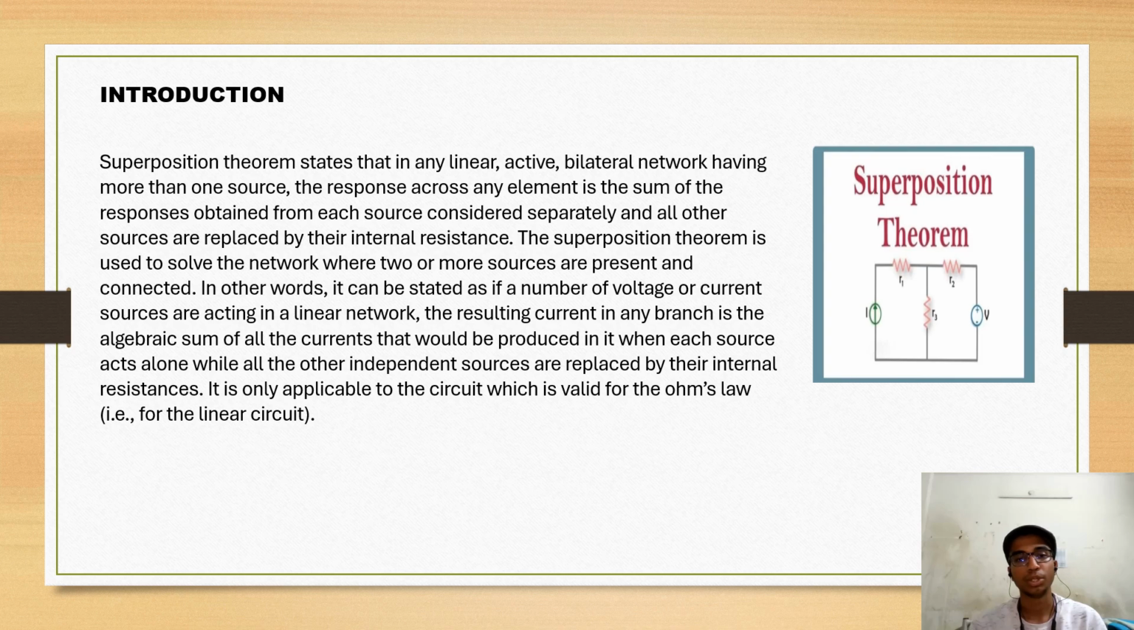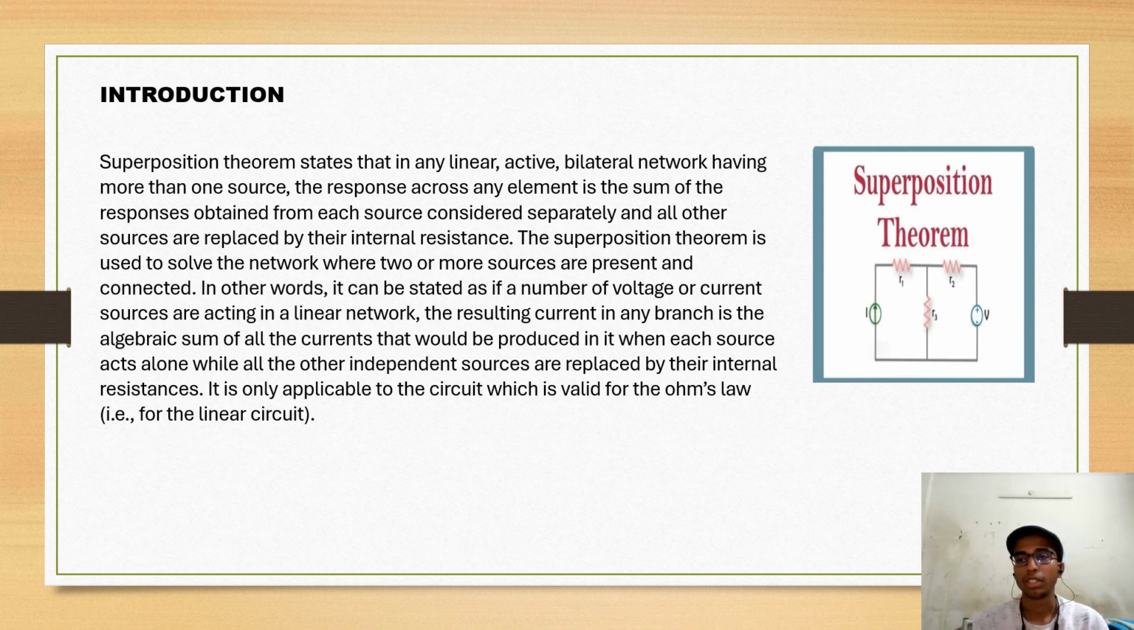The superposition theorem is used to solve a network where two or more sources are present and connected. In other words, it can be stated as: if a number of voltage sources and current sources are acting in a linear network, the resulting current in any branch is the algebraic sum of all the currents that will be produced in it when each source acts alone while the other independent sources are replaced by their internal resistance. It is only applicable to circuits for which Ohm's law is valid.